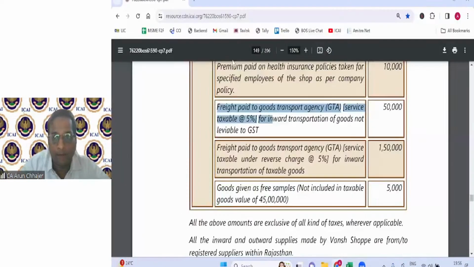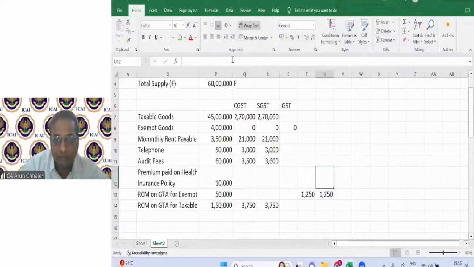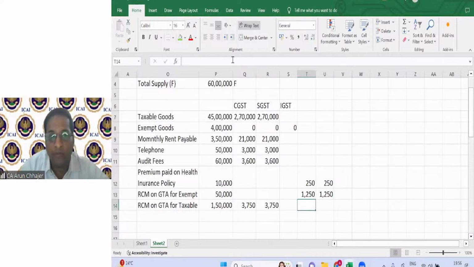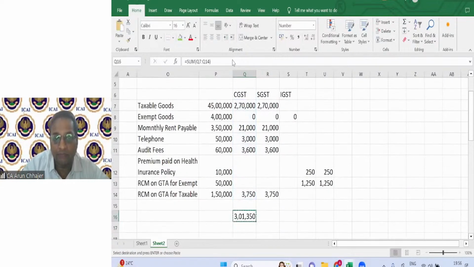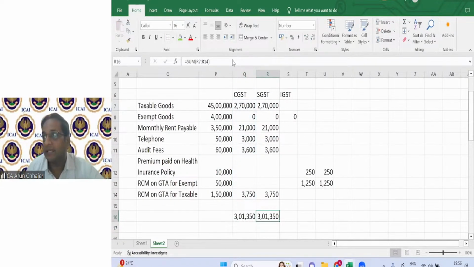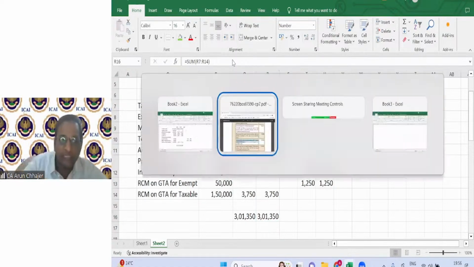So, one second, health insurance taken. Okay, I am writing it down. Probably it would work; if it comes in use somewhere it would help, otherwise not. So I think we have covered all the items. Is it clear? So this much is the eligible ITC.